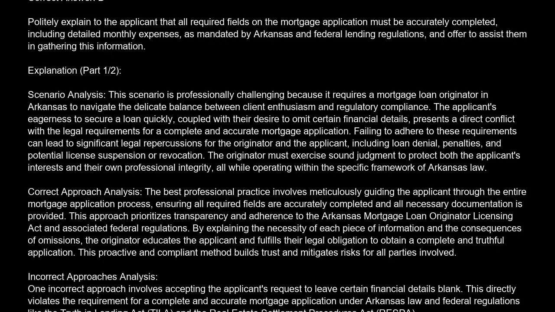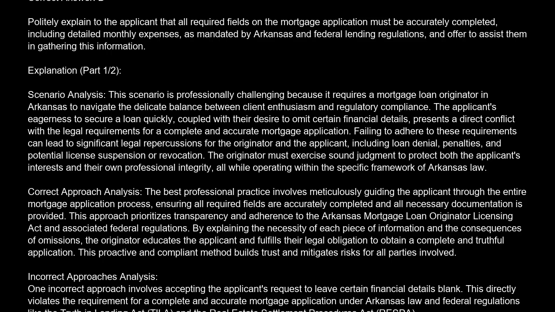Correct approach analysis. The best professional practice involves meticulously guiding the applicant through the entire mortgage application process, ensuring all required fields are accurately completed and all necessary documentation is provided. This approach prioritizes transparency and adherence to the Arkansas Mortgage Loan Originator Licensing Act and associated federal regulations.